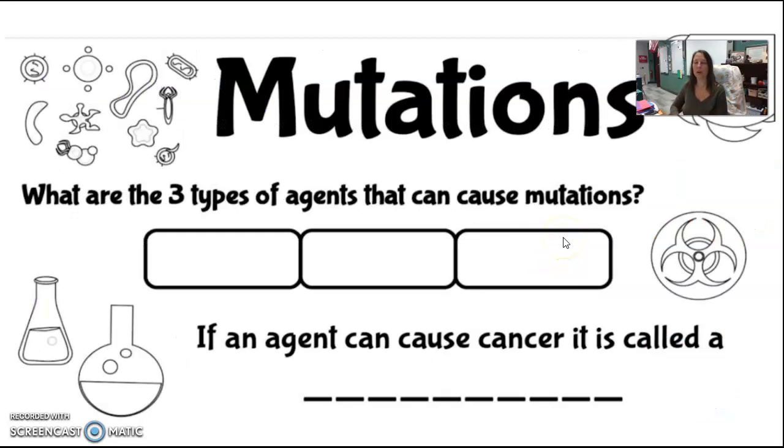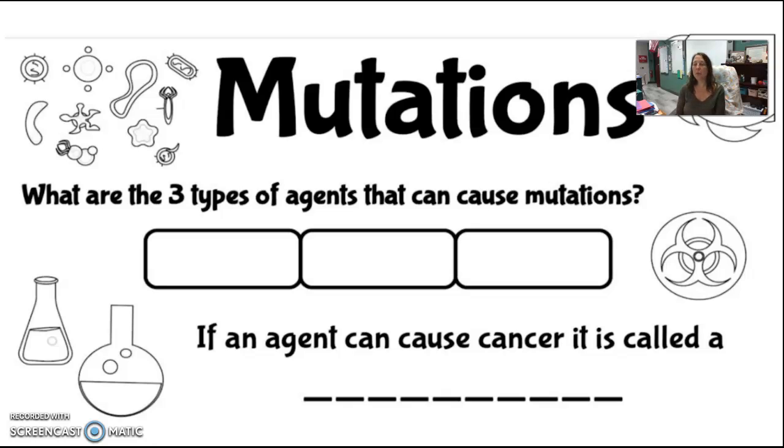Okay, so now on your packet, we're on our mutations. That's the same as what's up here. So 3 types of agents that can cause mutations. Do you guys remember those that I went over? Remember one I said was something like radiation or heat. Do you remember that one? That was physical, so one would be physical. And the other one we talked about are things like pesticides, chemicals that could cause a change. So the second one would be chemical.